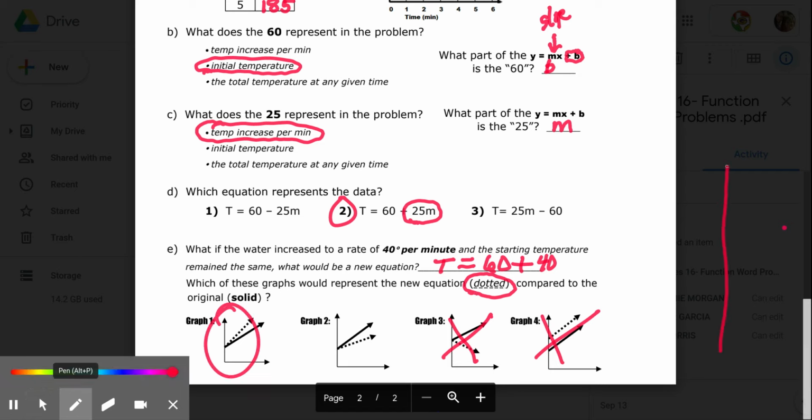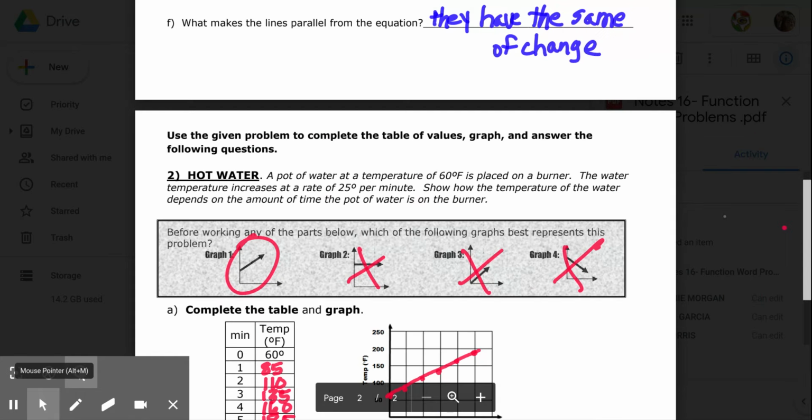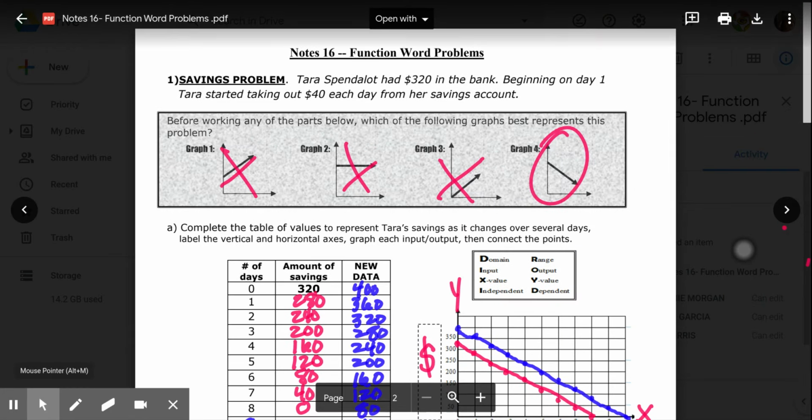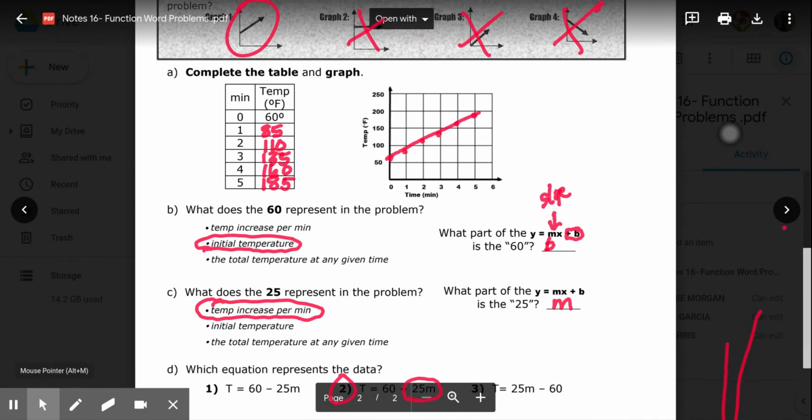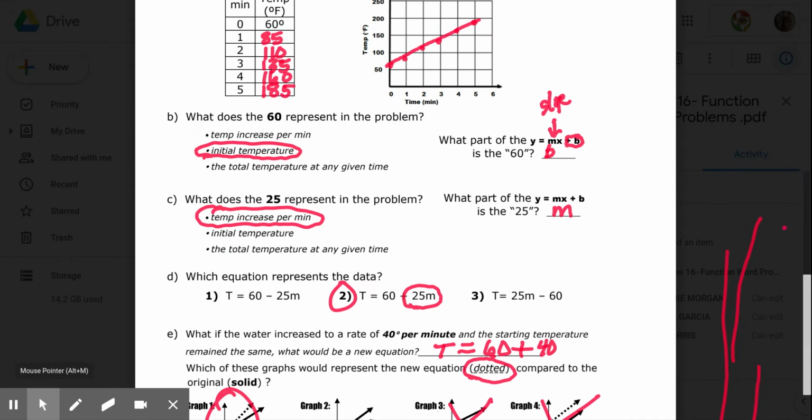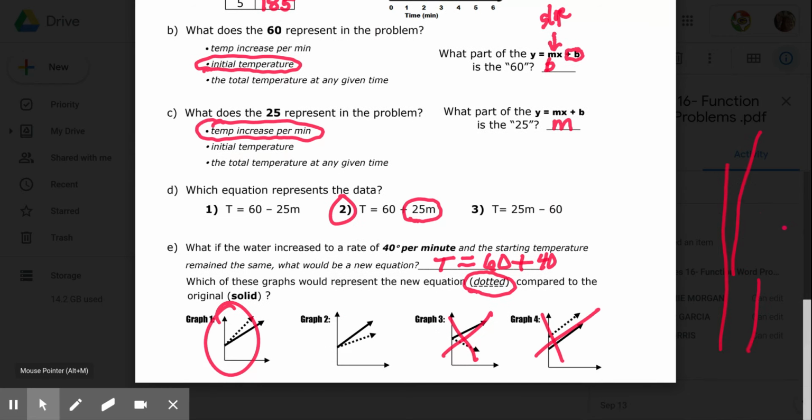I hope this helps clarify some of the things when working with equations here with function word problems and just beginning to understand the difference between the slope and the y-intercept in an equation.